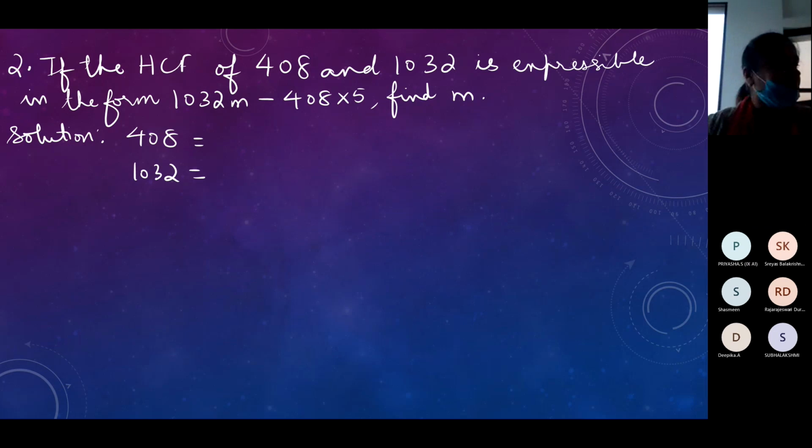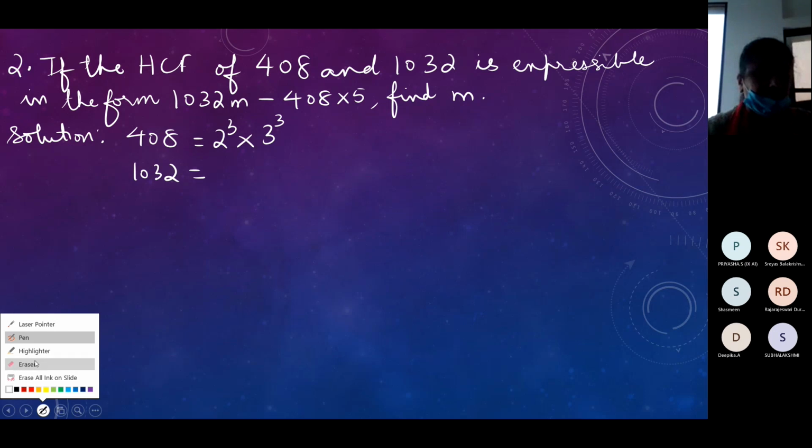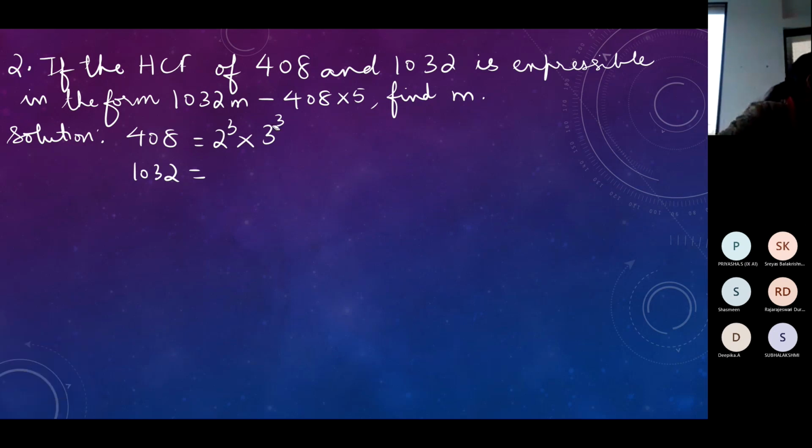What's the HCF? 24. Tell me the factors. 408 is equal to 2 cubed into 3 into 17.